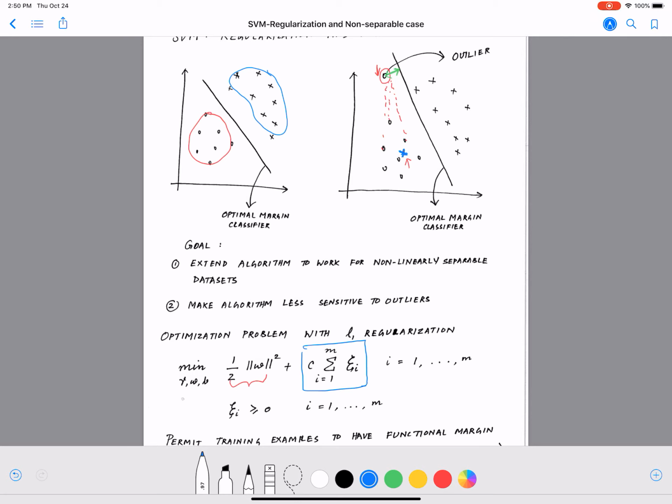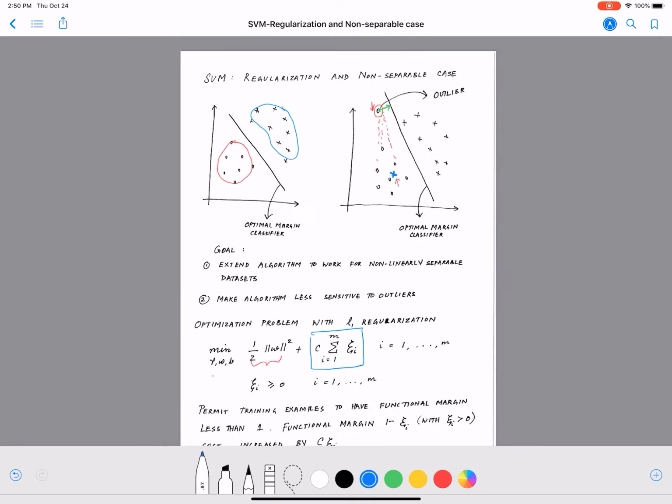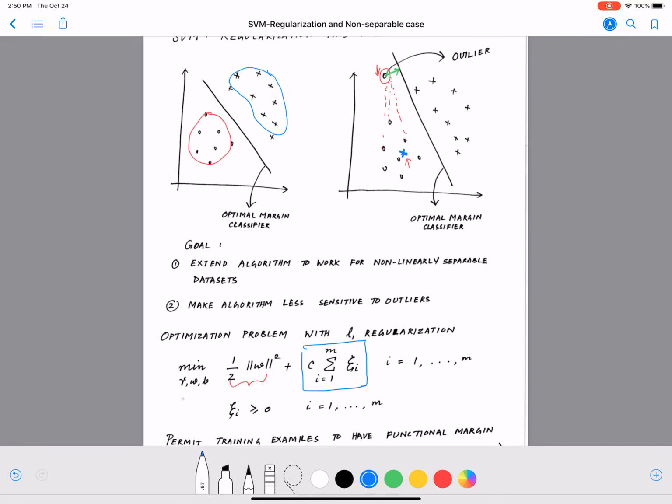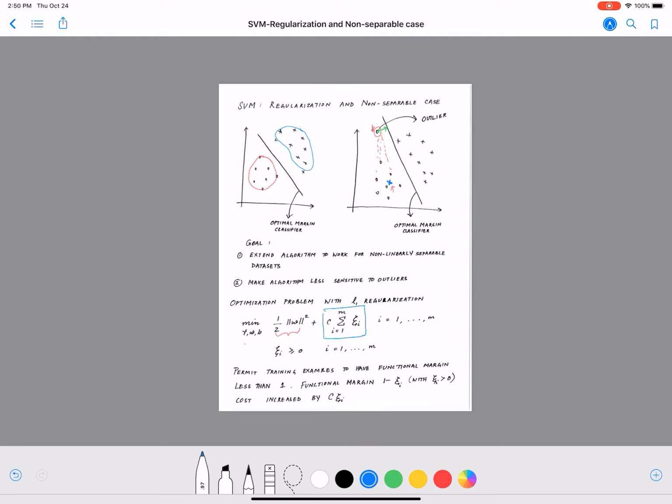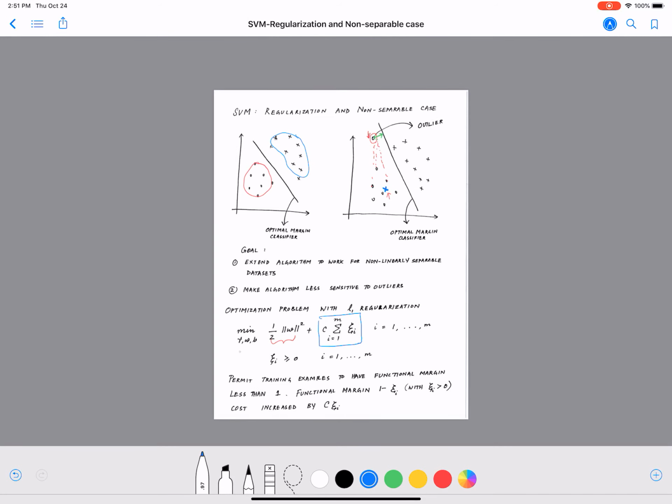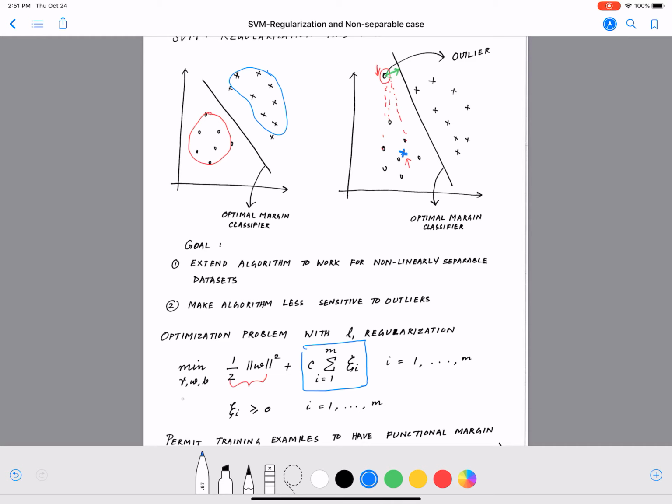So this term is for allowing some of the data points to have an additional distance, have a functional margin of 1 minus psi. So this quantity here is pronounced psi.